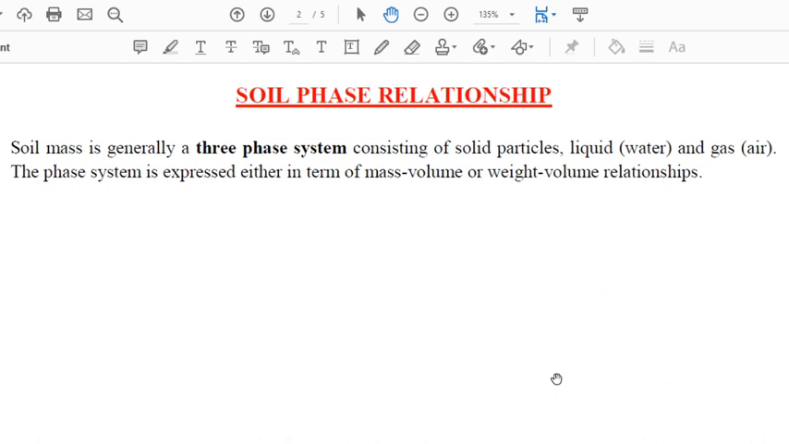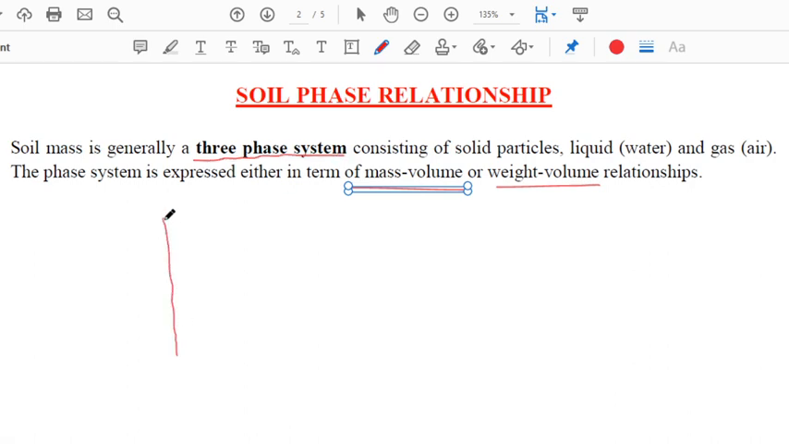So soil mass is generally a three-phase system consisting of solid particles, liquid and gas. Here by liquid we mean water, and by gas we mean air. The phase system is expressed either in terms of mass volume or weight volume relationships. And this is important: soil is a three-phase system.